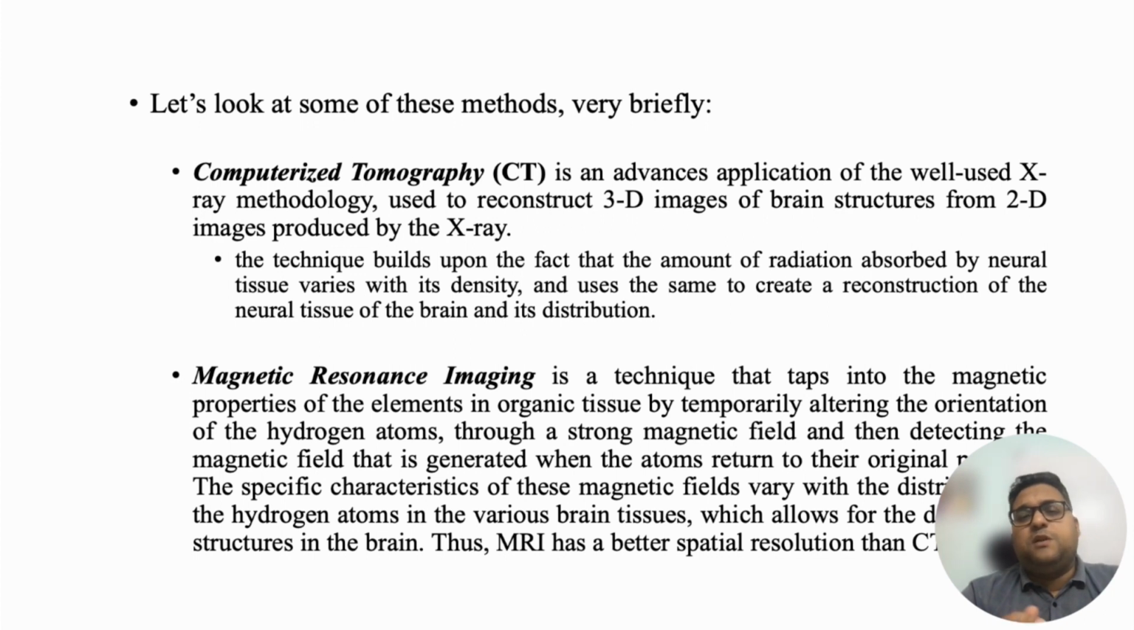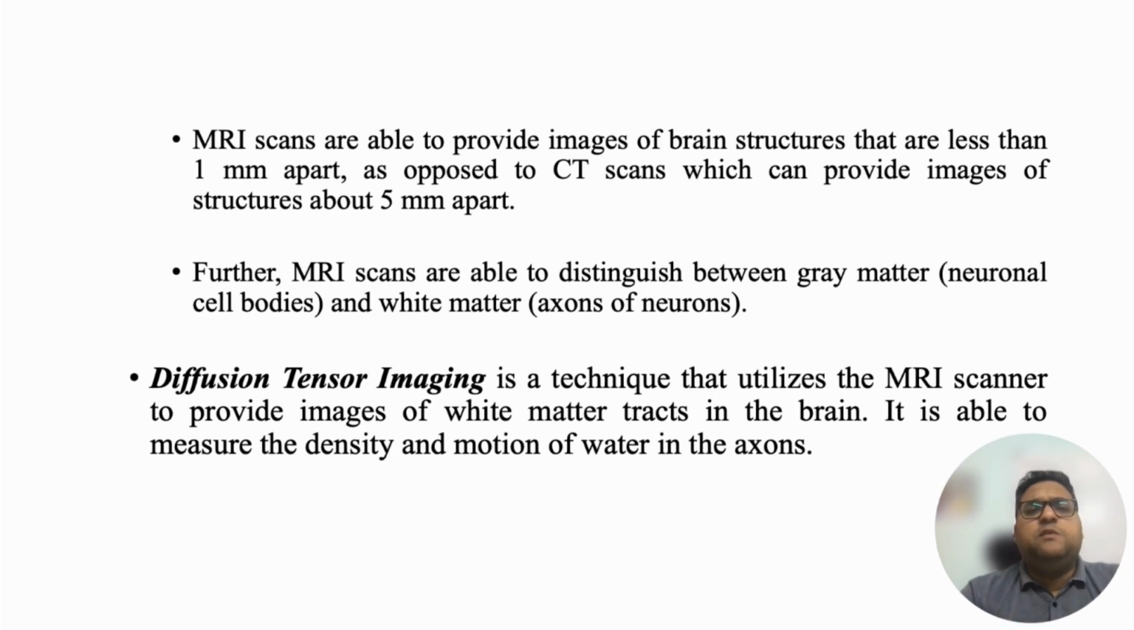Thus, MRI offers a much better spatial resolution than the CT scan methodology. For instance, MRI scans are able to provide images of brain structures that are less than 1 millimeter apart, as opposed to CT scans, which can only provide images of structures that are about 5 millimeters apart. Further, MRI scans are able to distinguish between gray matter and white matter, which also tells us important insights about which aspects of the neurons are involved in neural activity and which are not.